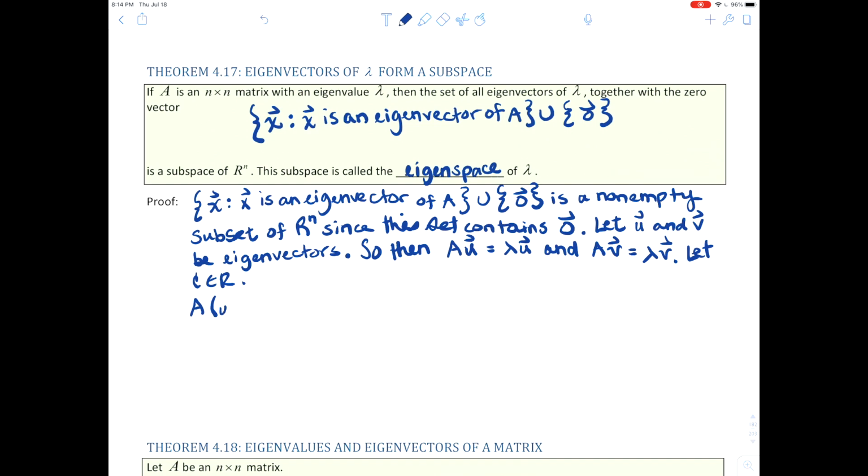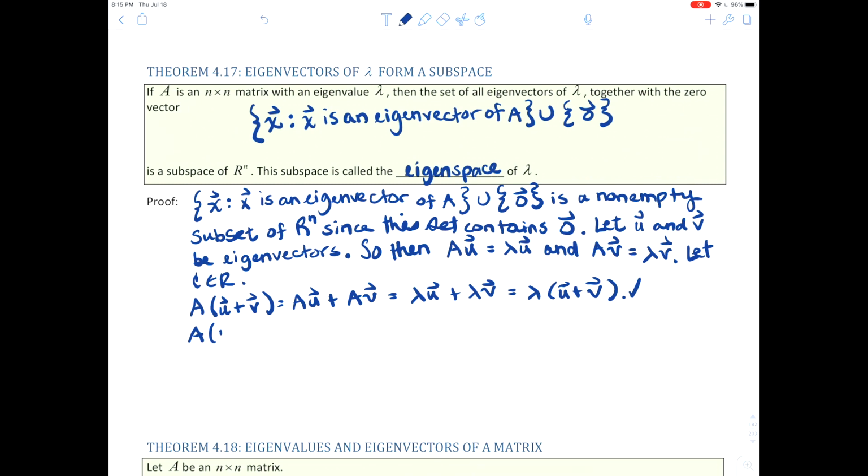A times U plus V is going to equal what? Beautiful. A times U plus A times V. But what will that equal? Good. Lambda times U plus lambda times V, which is good. Lambda times U plus V. These are all properties we've shown before. So we've got closure under addition, and what do we do next?